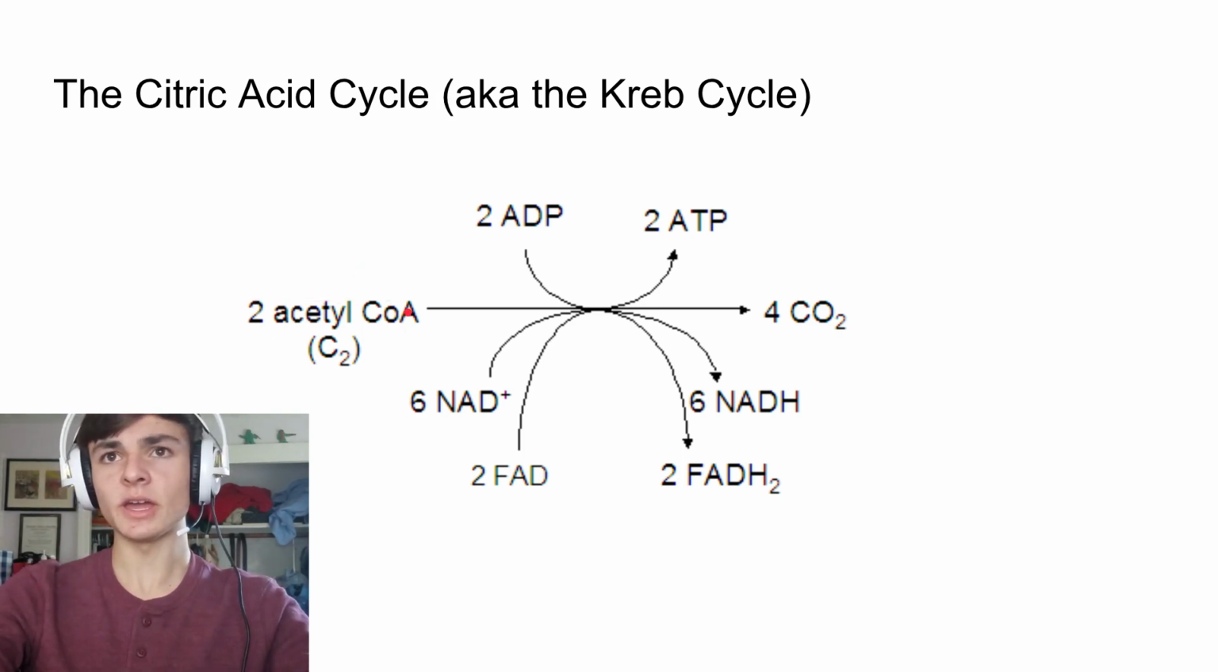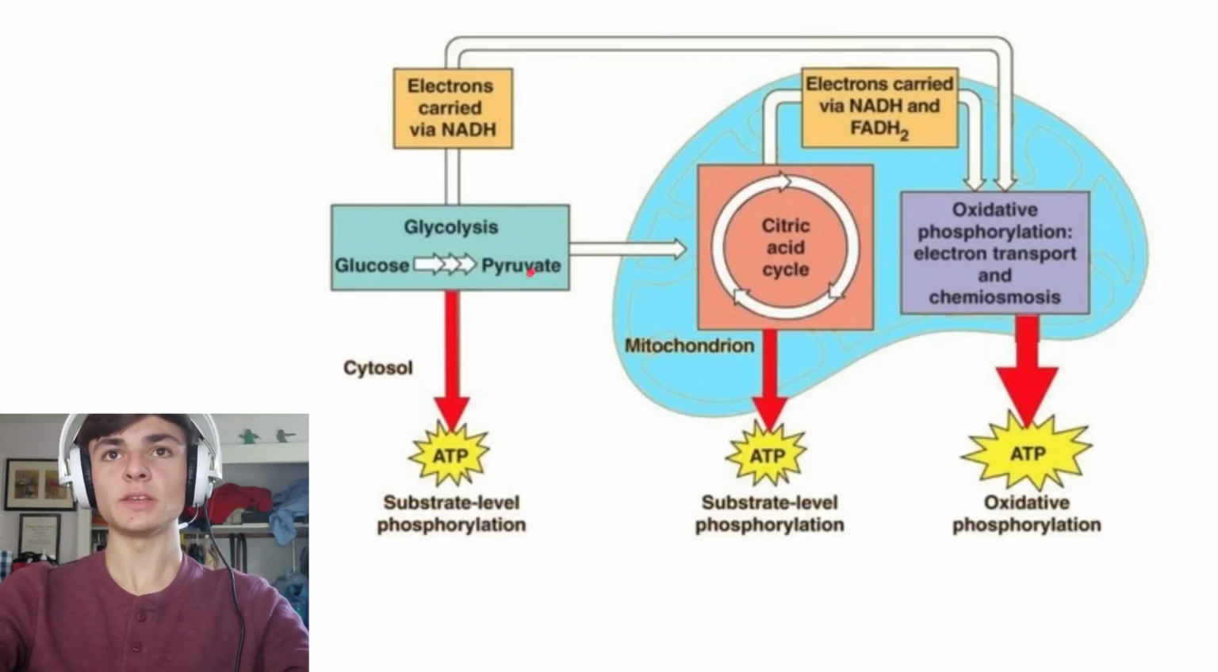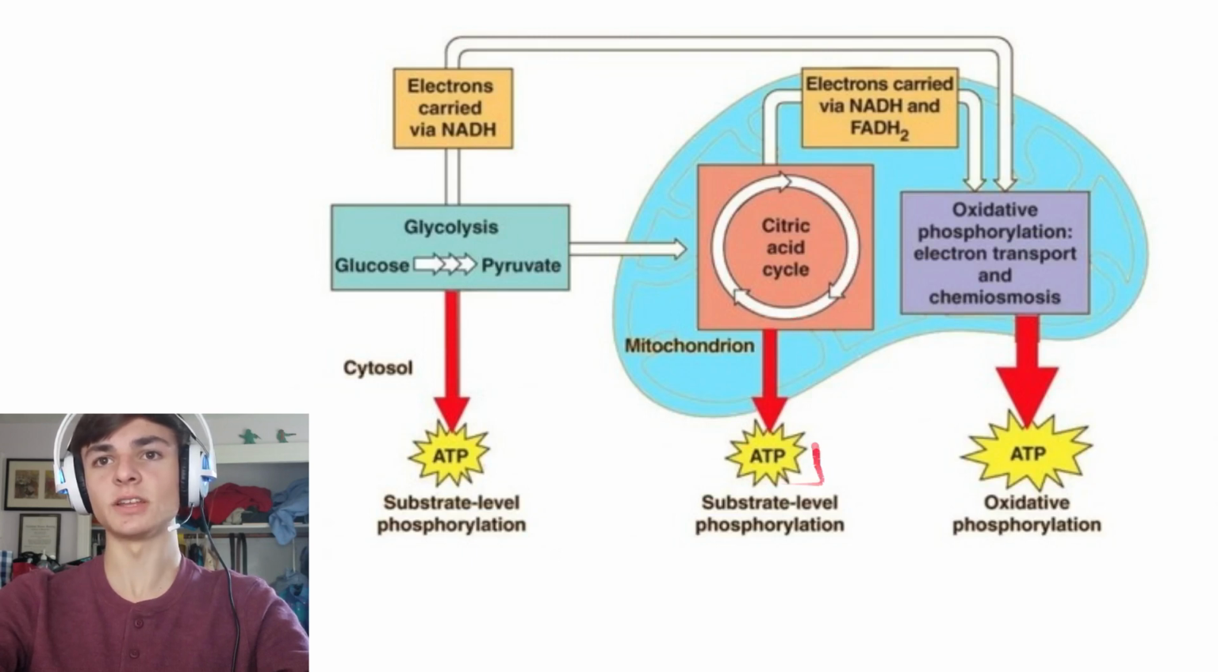But so the 2 acetyl-CoA is going to give off 4 CO2. It's going to create 2 ATP. And it is also going to add electrons to these 2 molecules, forming 6 NADH and 2 FADH2. So, we have gone from pyruvate to acetyl-CoA. Acetyl-CoA goes into the citric acid cycle, generating a little bit of ATP, and then it has also formed NADH and FADH2, and these molecules will go to the electron transport chain to drop off their electrons, along with the NADH that was formed from glycolysis.